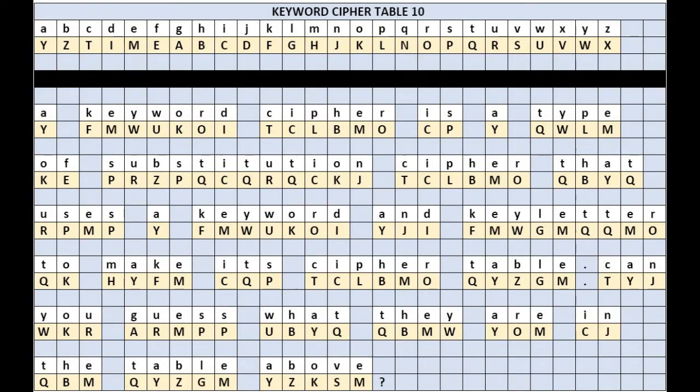Here, once I've removed all the colors, you can see that the answer to the message is: a keyword cipher is a type of substitution cipher that uses a keyword and a key letter to make its cipher table. Can you guess what they are in the table above? Well, we figured that out as we went along.